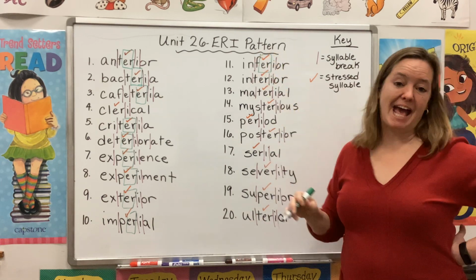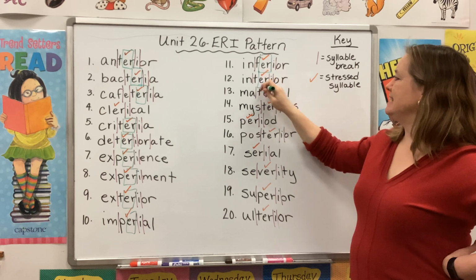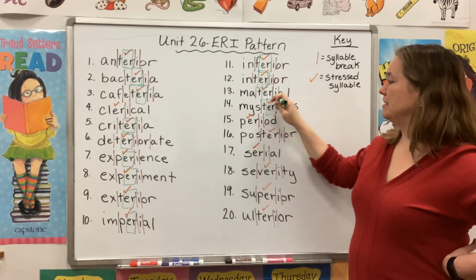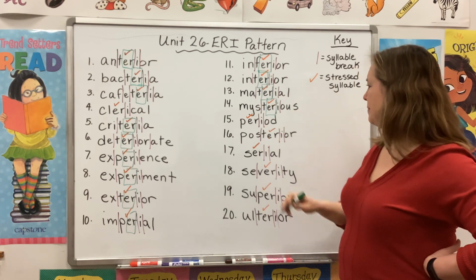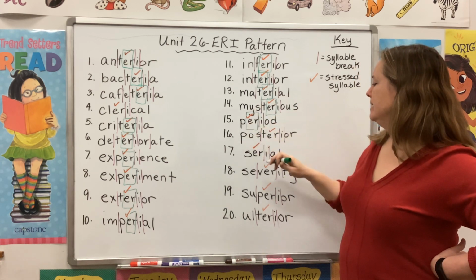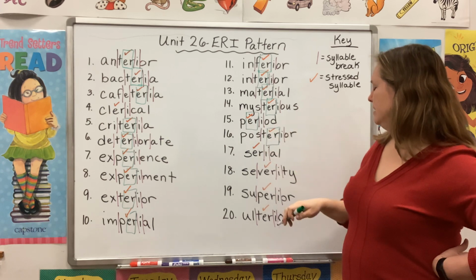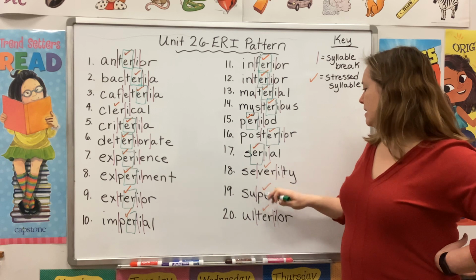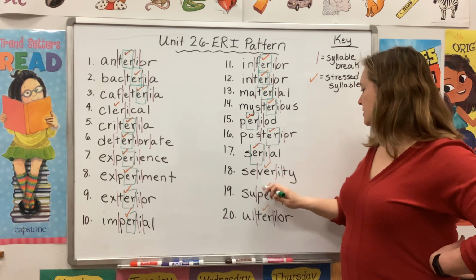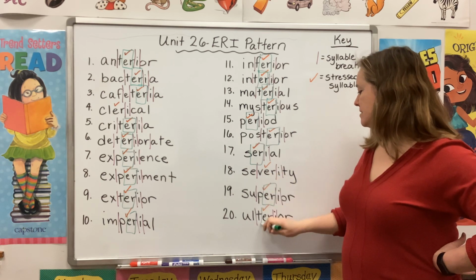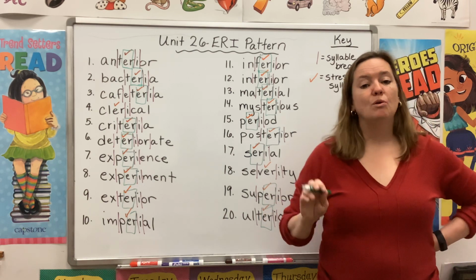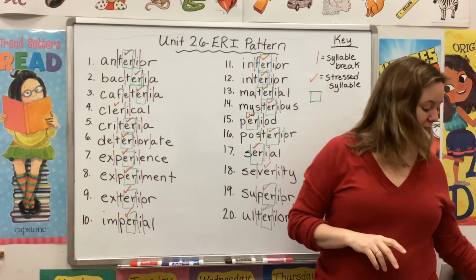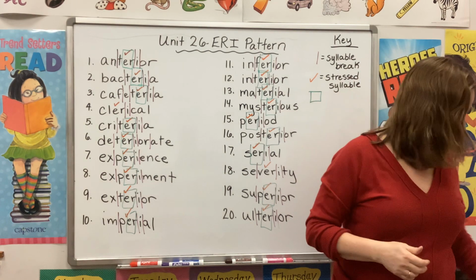Inferior, now we have an F. Interior, material, mysterious, lots of T's again. Period, posterior, serial, now we have an S. We're going to skip 18. Superior and ulterior.